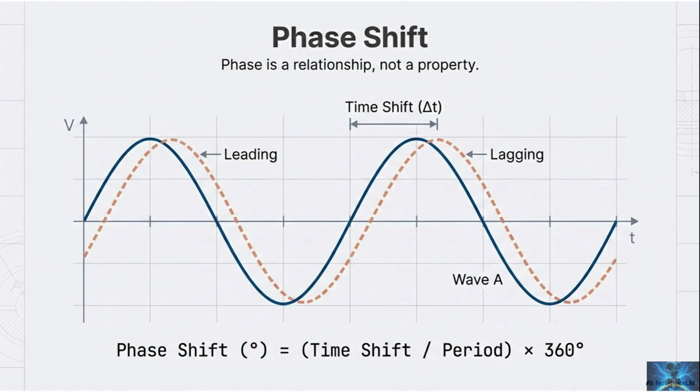Phase is not a thing a wave has by itself. Phase is a relationship between two waves. If one wave reaches its peak earlier, it is leading. If it reaches its peak later, it is lagging. This matters a lot in real systems, especially with inductors and capacitors, because phase affects how voltage and current relate in time, which is tied directly to how power flows in AC circuits.